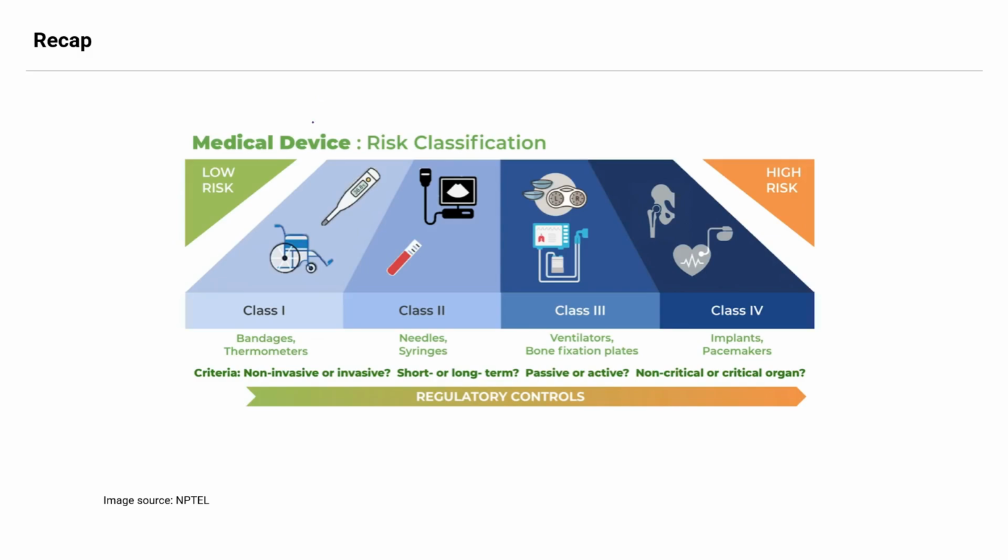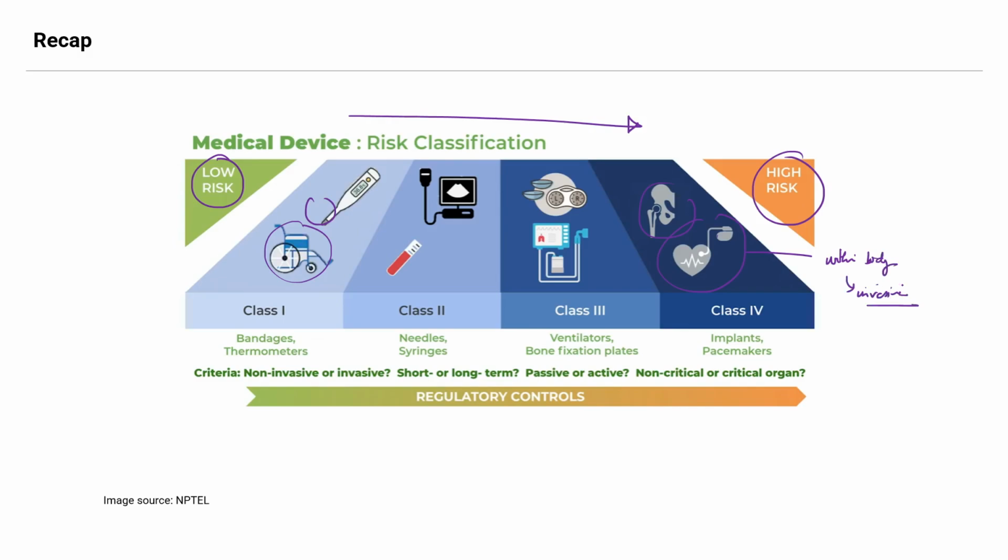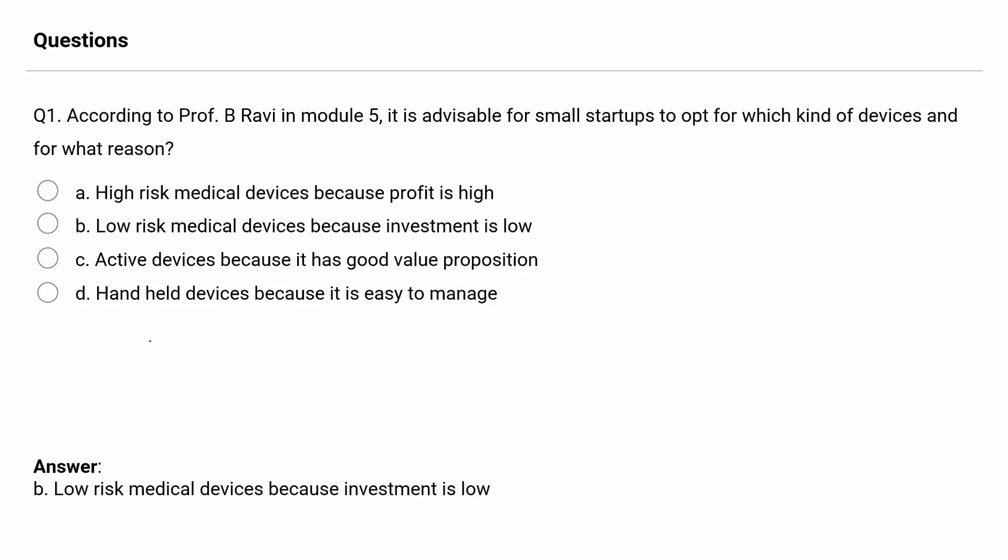Now, if you see, this is the risk classification of medical devices, and it starts with the low risk and goes up to the high risk devices. Low risk means those which are non invasive, like thermometers and wheelchairs, to high risk, which are implants and pacemakers, which are active, which are within the body, and they have to be introduced through an invasive process. So whenever there is an invasive process, it will require more regulations, more regulatory bodies. However, the initial phase, the screening devices, probably have lower regulatory control, right?